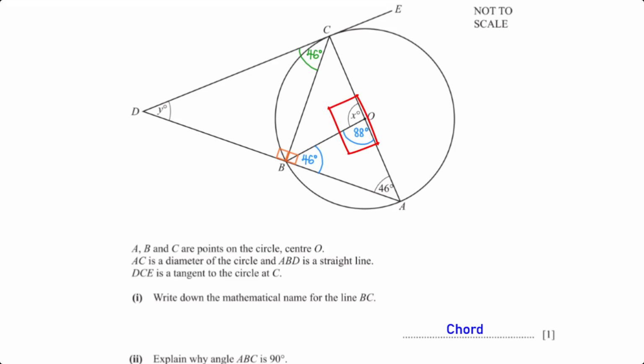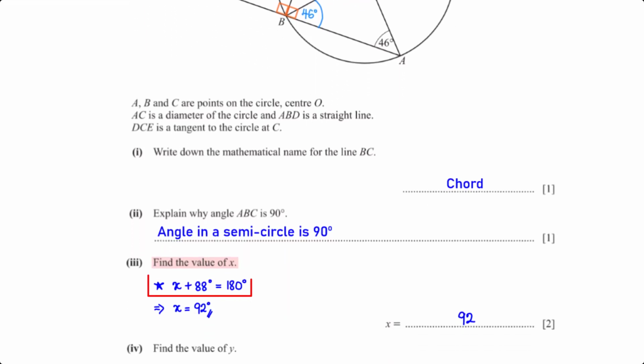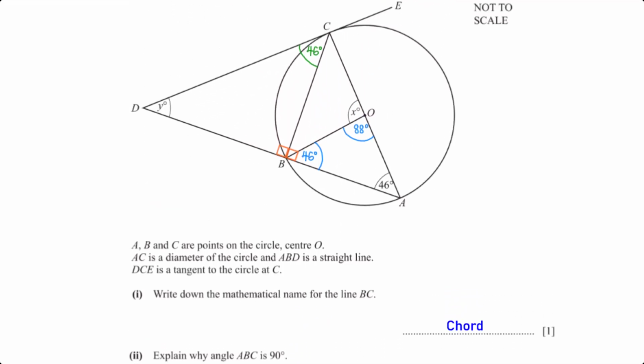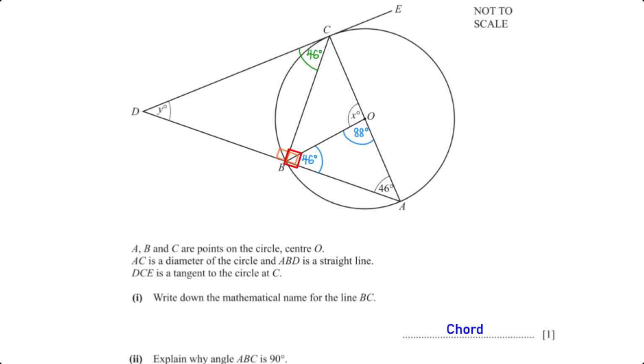Angles on a straight line add up to 180 degrees. So we have x plus 88 degrees equals 180 degrees. When we subtract 88 from both sides, we get 92 degrees. Find the value of y. If this angle is 90 degrees, then this angle would also be 90 degrees.